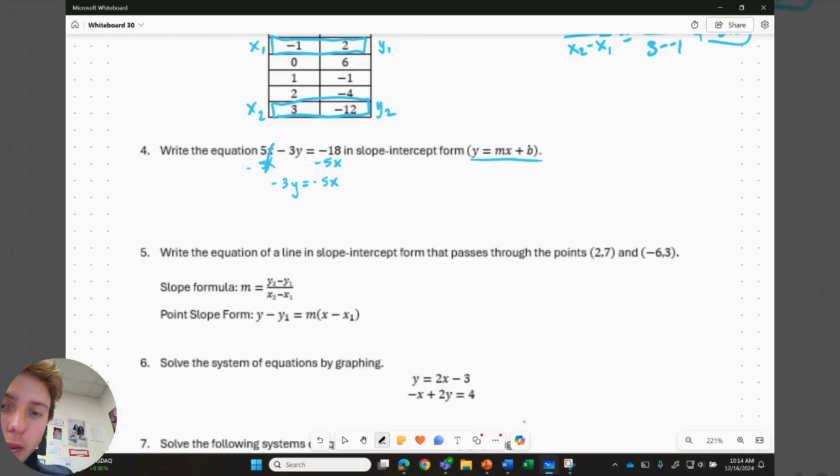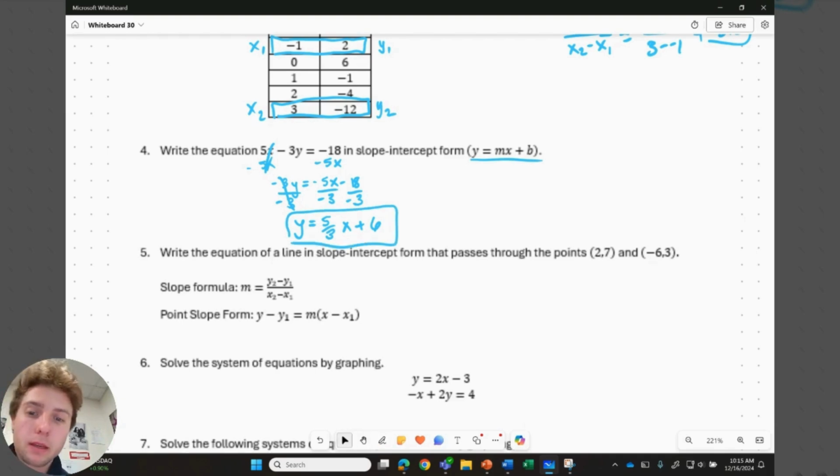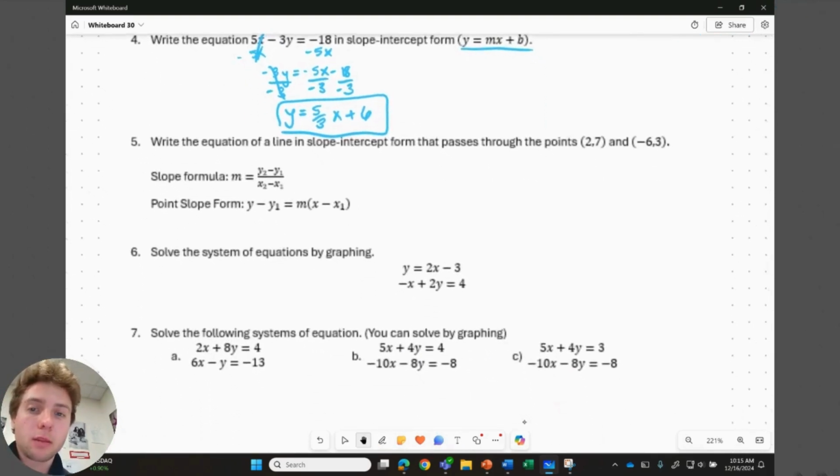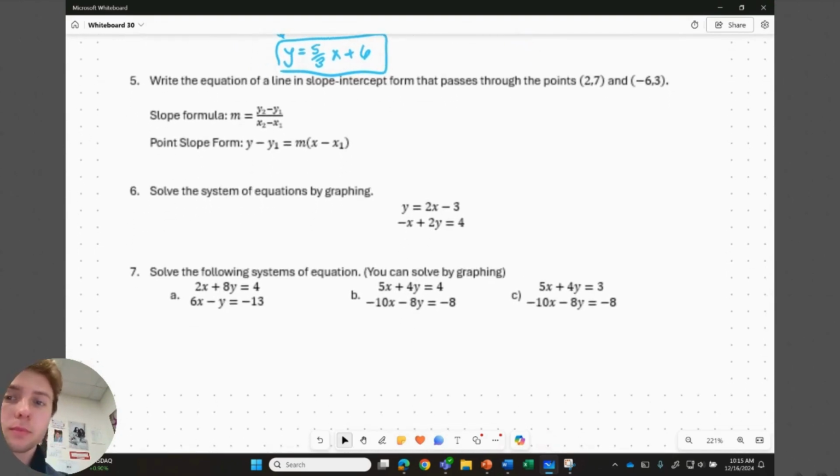So maybe I subtract the 5x on both sides. But I need to get the y by itself. It's y equals. So divide by the -3. Notice I'm dividing that separately on the right side. The reason I'm going to do that is because 18 over 3 gives us a value of 6. And now I have it simplified. I have the m is 5/3 and the b value is 6.